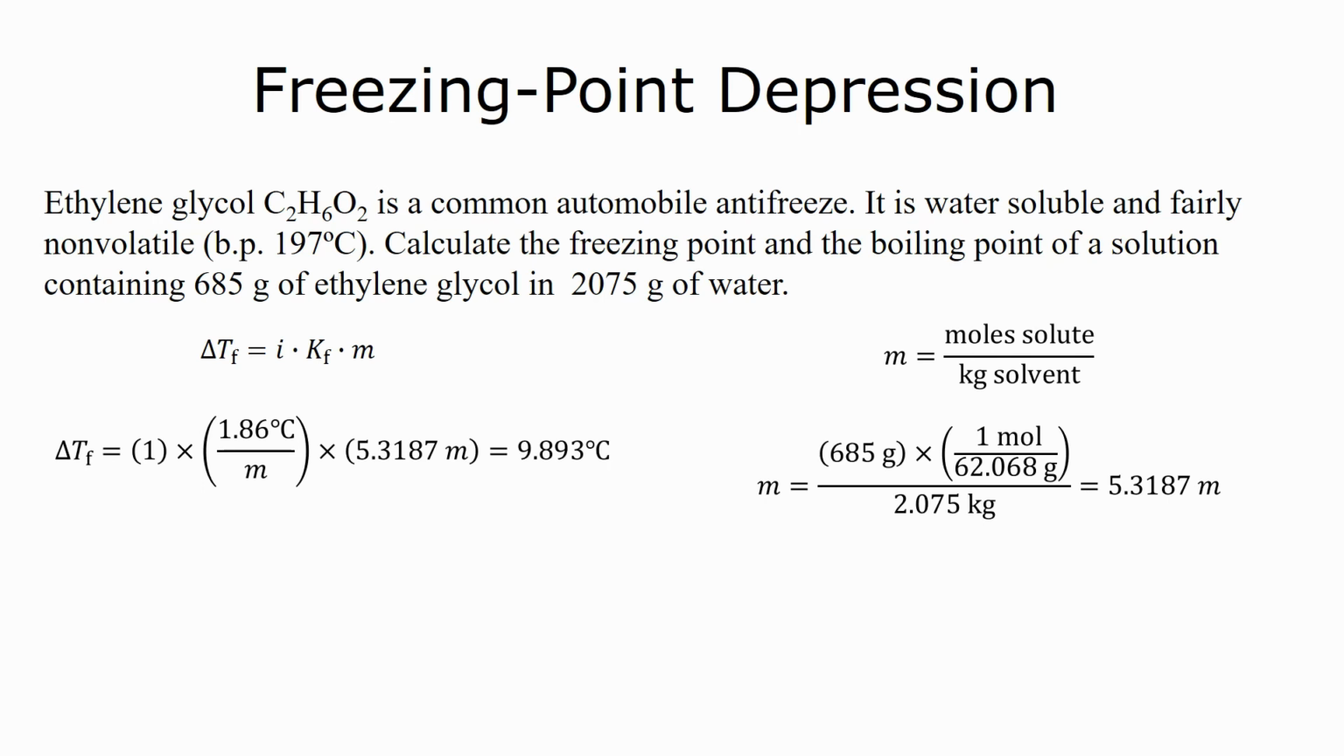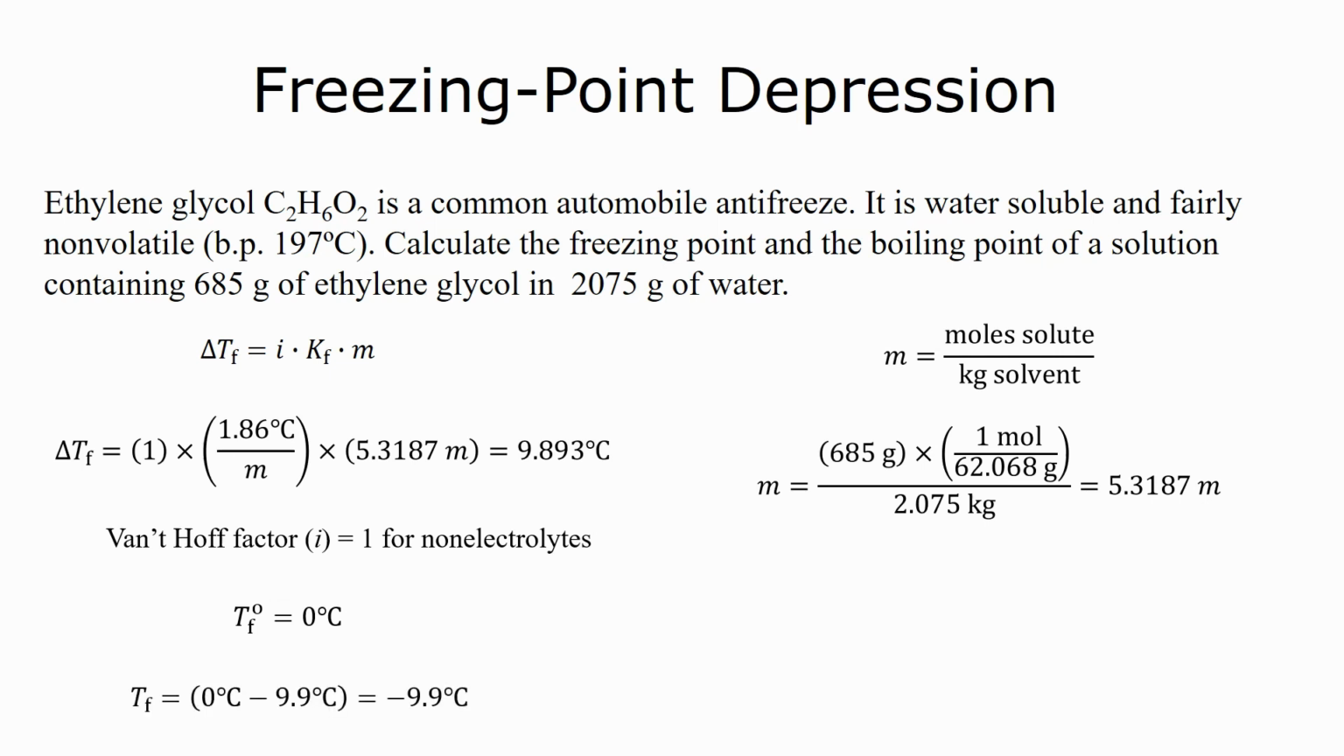Now, this is not the new freezing point. This is the change in freezing point, and freezing point depression is always down. So, we need to subtract 9.893 from the original freezing point, and we get a new freezing point of negative 9.9.